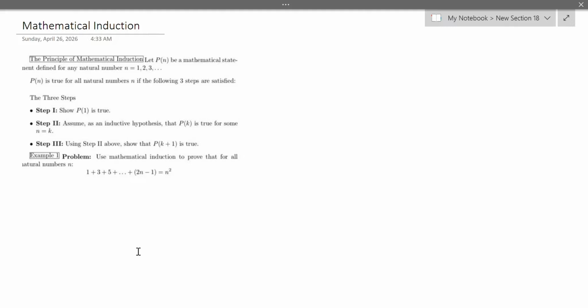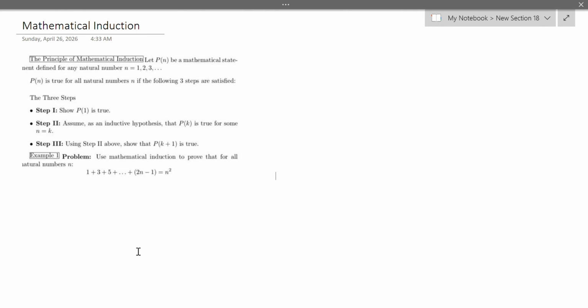Today we'll be looking at mathematical induction. We'll also be talking about the principles, and then we'll be doing some worked examples. Now, what are the principles of mathematical induction? If you want to do mathematical induction, you need to understand its principle. So let's get started.